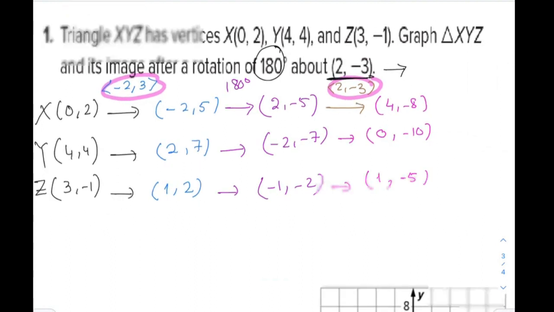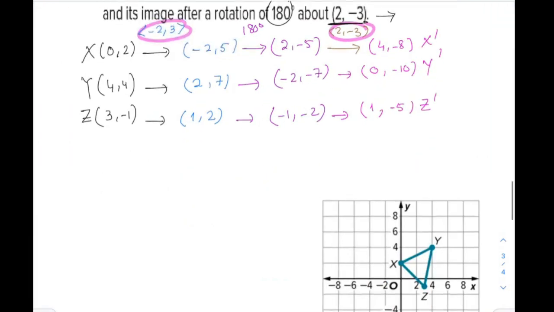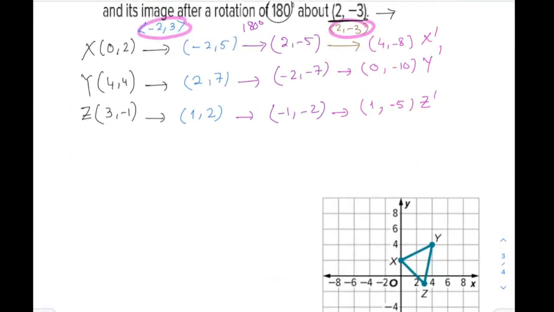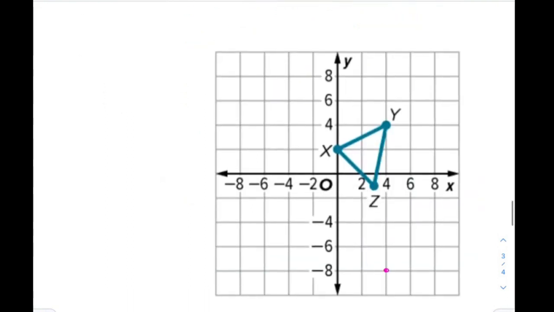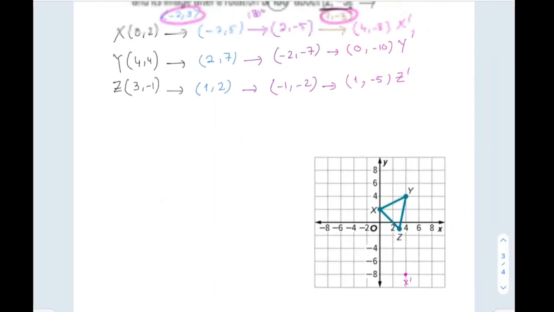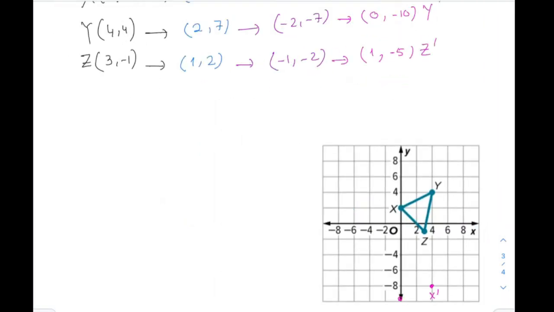So these will be our images. This will be our x prime, this will be our y prime, and this will be our z prime, and we will plot them to check how they are looking like. X prime is 4 and negative 8, so this is 4 and negative 8, and this will be x prime. Second point, y prime, 0 and minus 10.